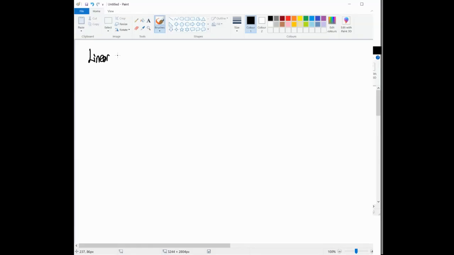So linear functions. For your information, linear function can be referred to as the straight line graph. Okay? So linear functions satisfy this equation, y equals mx plus c, where m refers to the gradient of the line and c denotes the y-intercept.